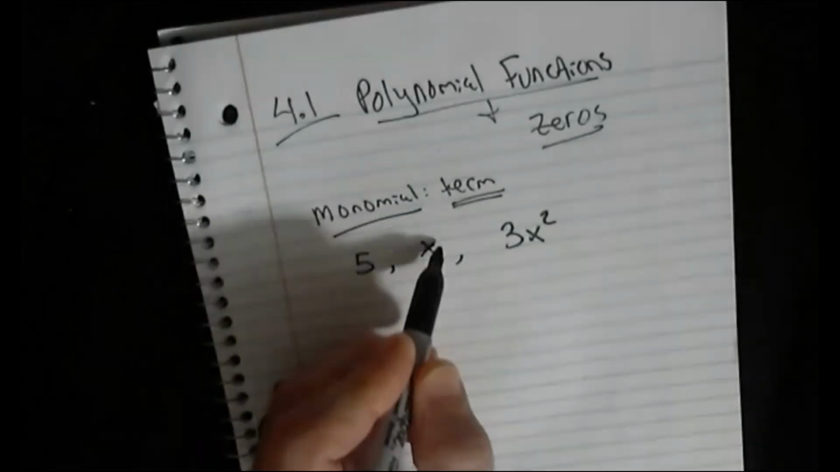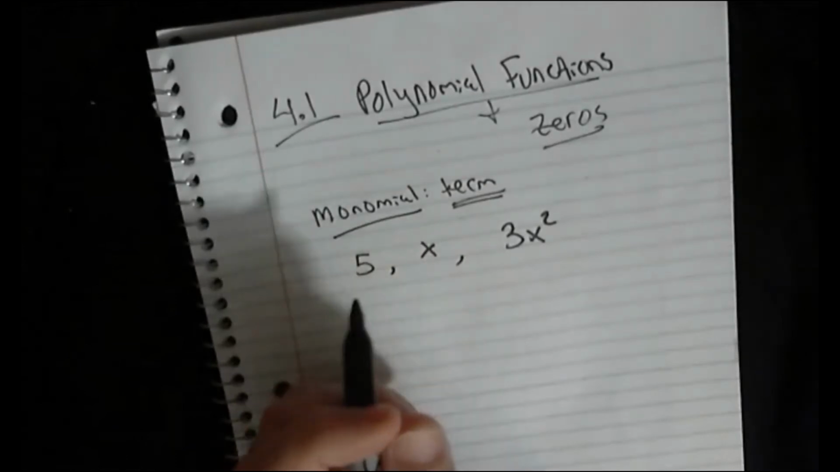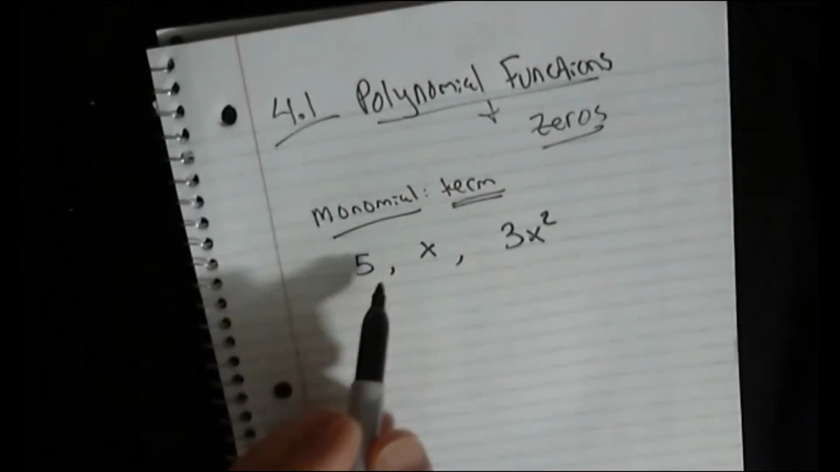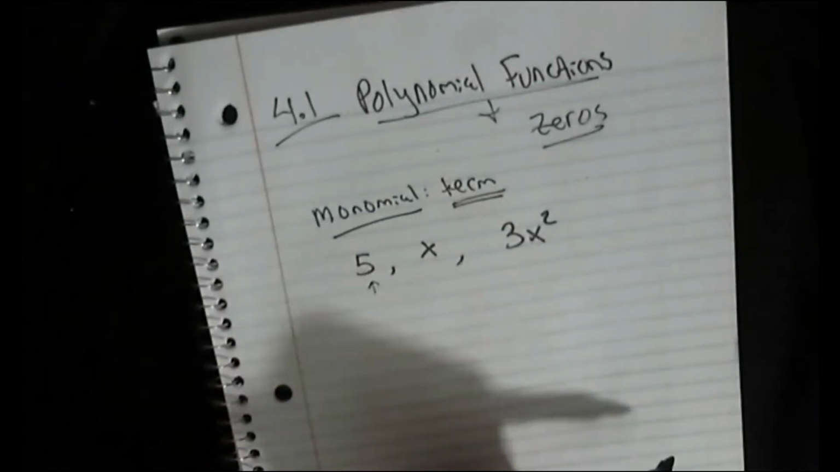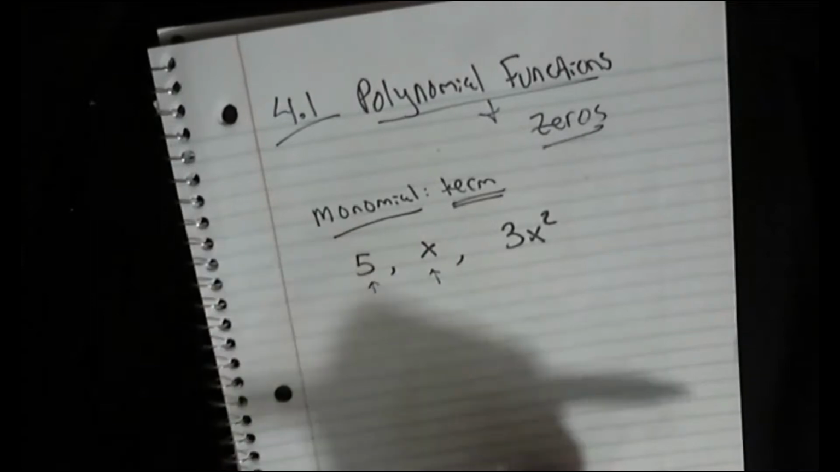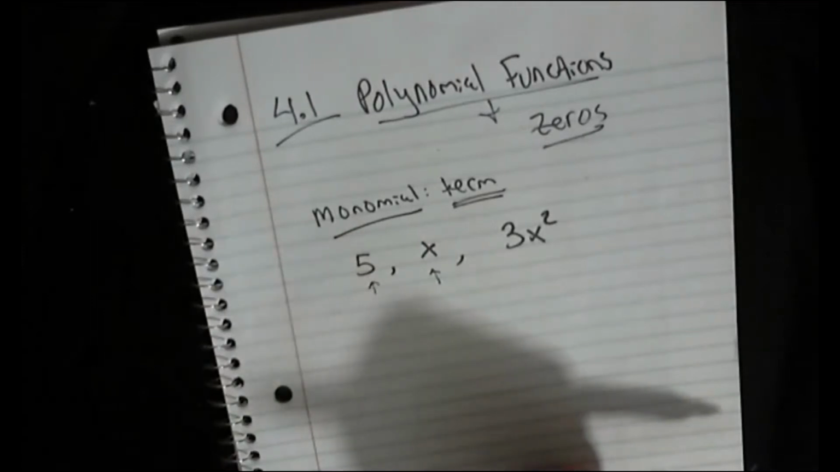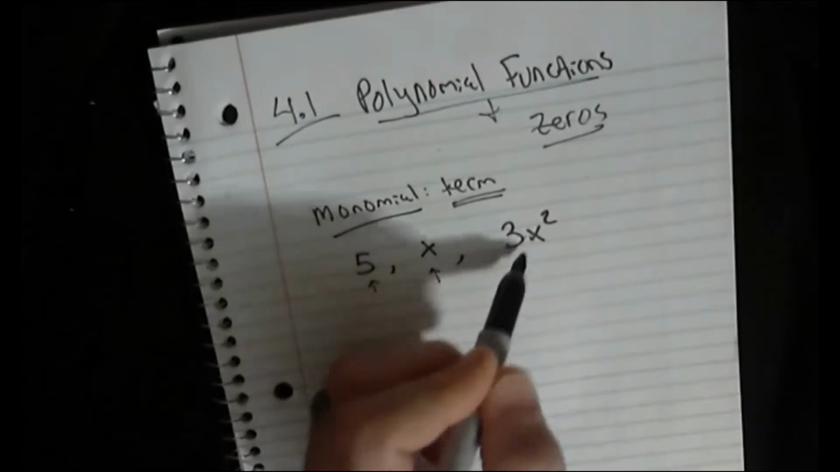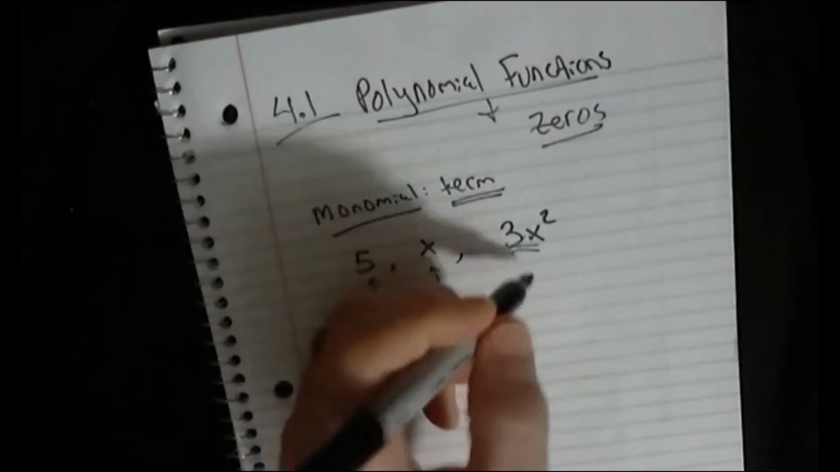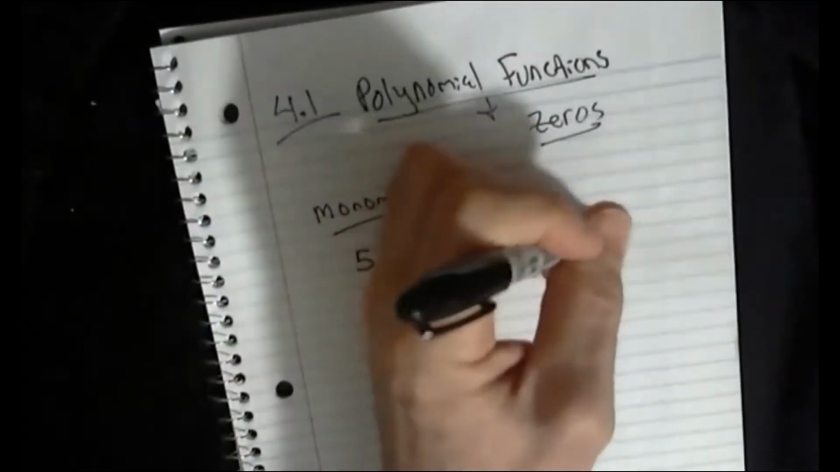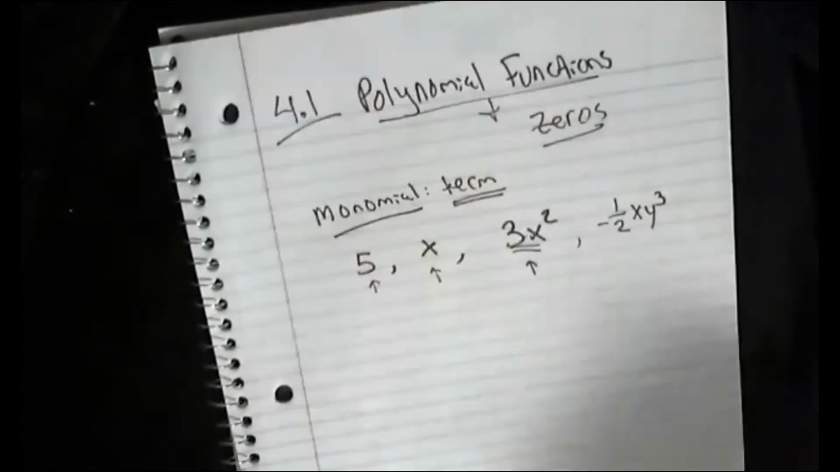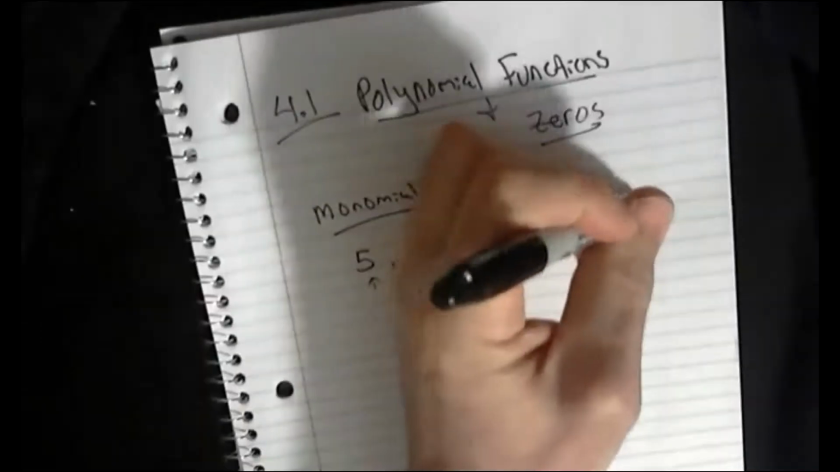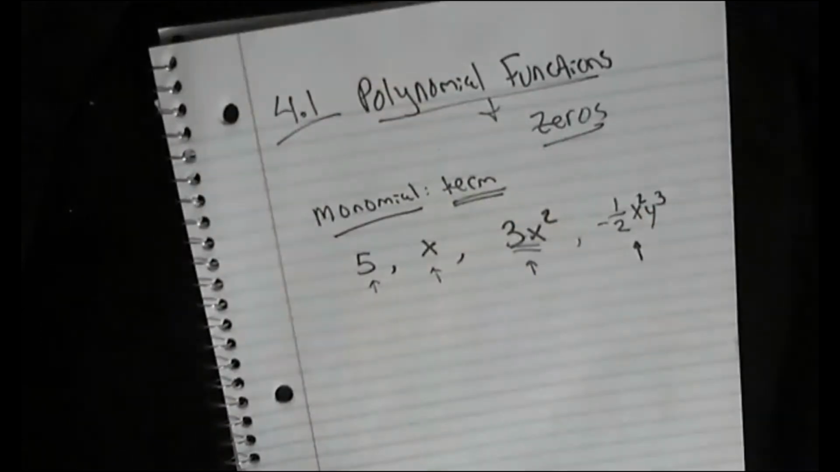If you don't see an exponent, it's an exponent of 1. There's a power of 1 here. If you don't see the exponent, and if you don't see the variable, then it's a power of 0. But anyway, just a number represents a term. Just a variable represents a term, or some multiplication of those, like 3 times x squared, or negative 1/2 xy cubed, or x squared y cubed. Each of these are examples of a monomial or a term.